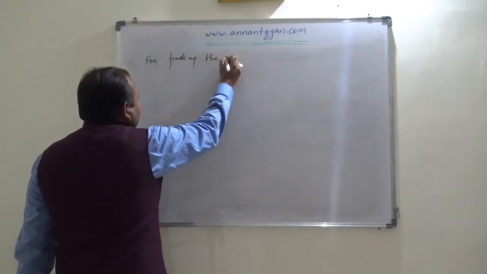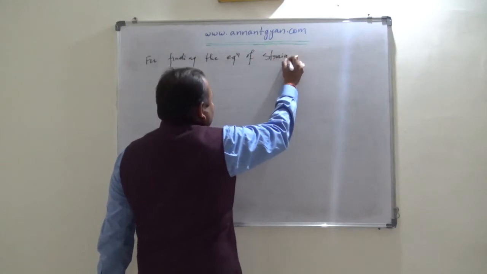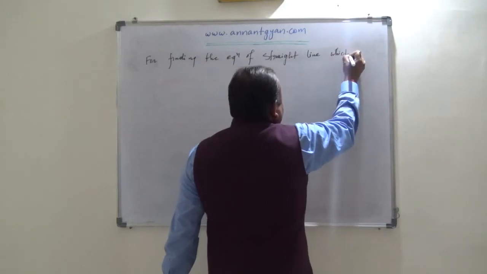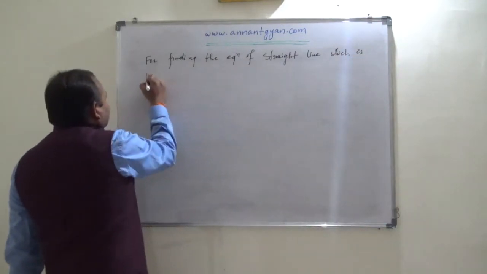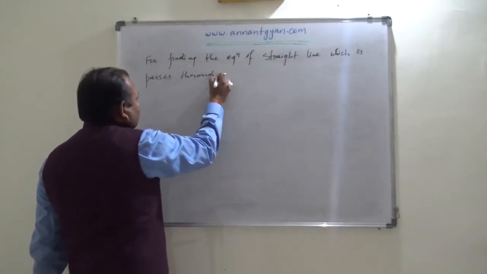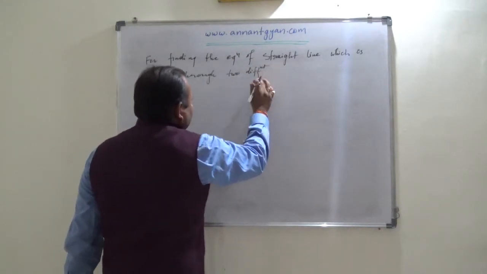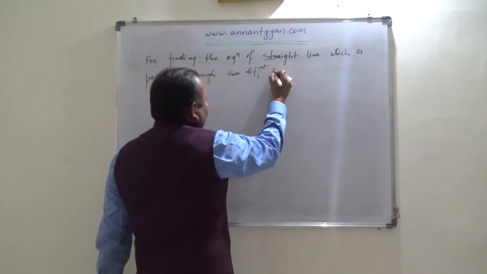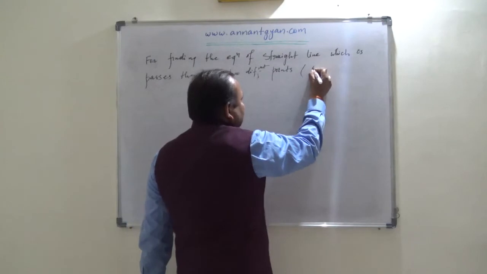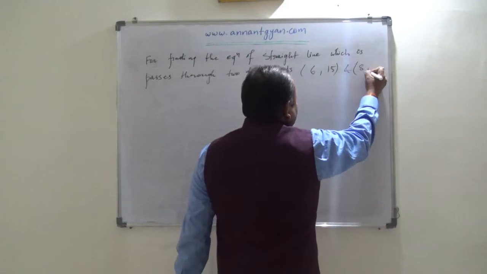For finding the equation of a straight line which passes through two different points. The first point is (6, 15) and the second point is (8, -1).